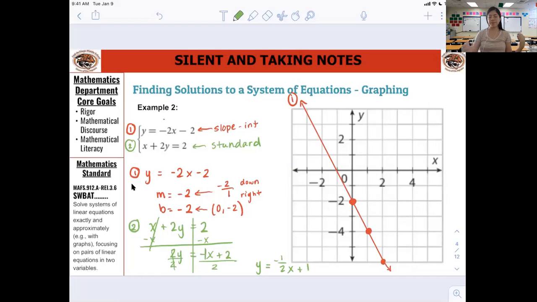What's my slope? We have to do the intercept first. So the y-intercept is 1. The slope is negative 1 over 2. So first I'm going to go to my 1, my y-intercept. And my slope tells me to go where?